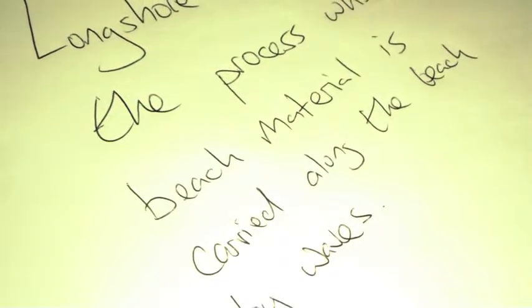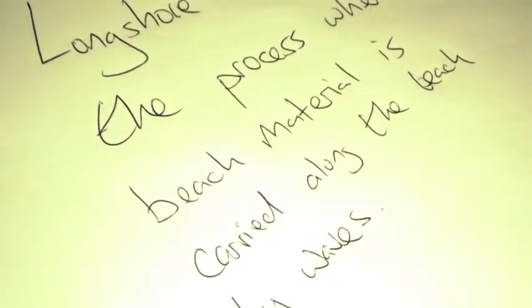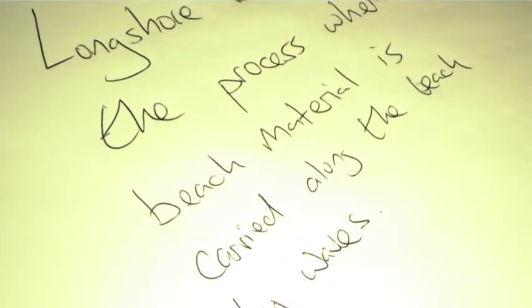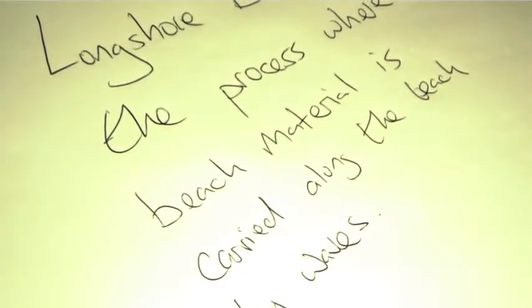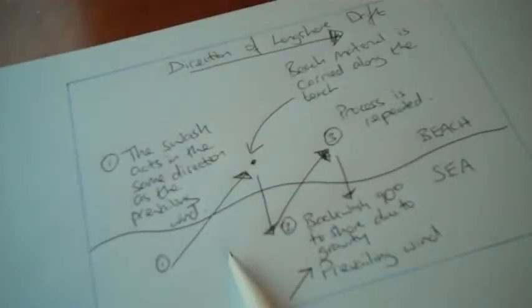Longshore drift is simply the process where beach material is carried along the beach by waves, but it's a really tricky process to explain and show in a diagram within an exam. This video is going to show you how. So here we are at the end of the exam question. We've got our diagram done, there it is, but what are the actual processes? What's going on at 1, 2, 3?